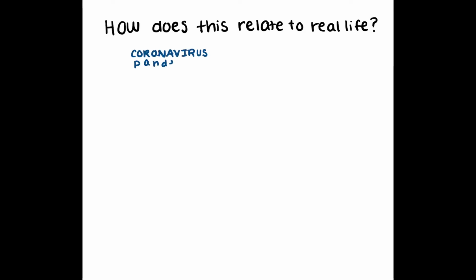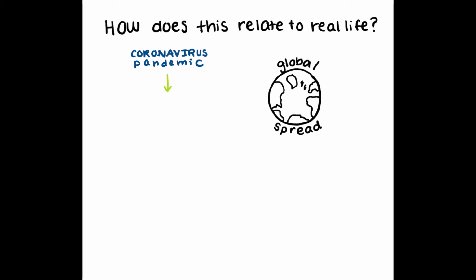Great work so far. Now let's consider how this relates to real life. I can think of something, can you? That's right, the coronavirus pandemic. A pandemic is a disease that occurs all around the world. Getting the results from our experiment will help us to be informed on how pathogens like the coronavirus spread.